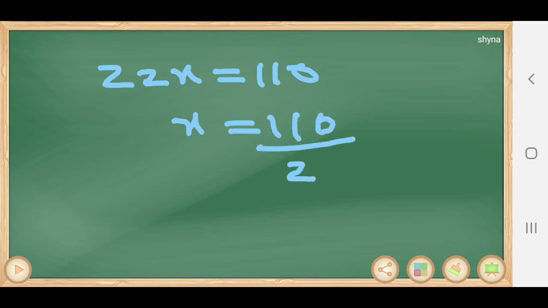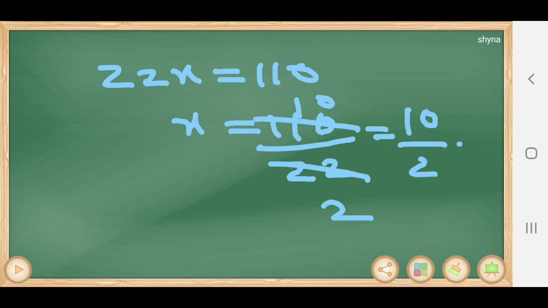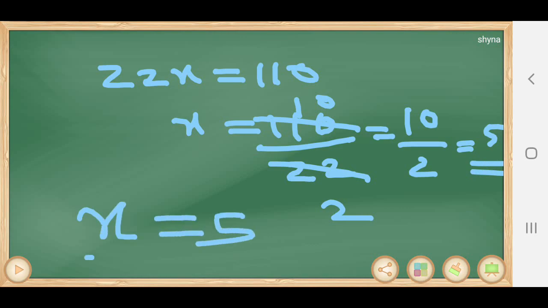So x equals 110 by 22. How will you divide? Easy method: both are divisible by 11. 2 11s are 22, and in 110, 11 goes 10 times, so 10 by 2. What is 10 by 2? Equal to 5. So we got x equal to 5.